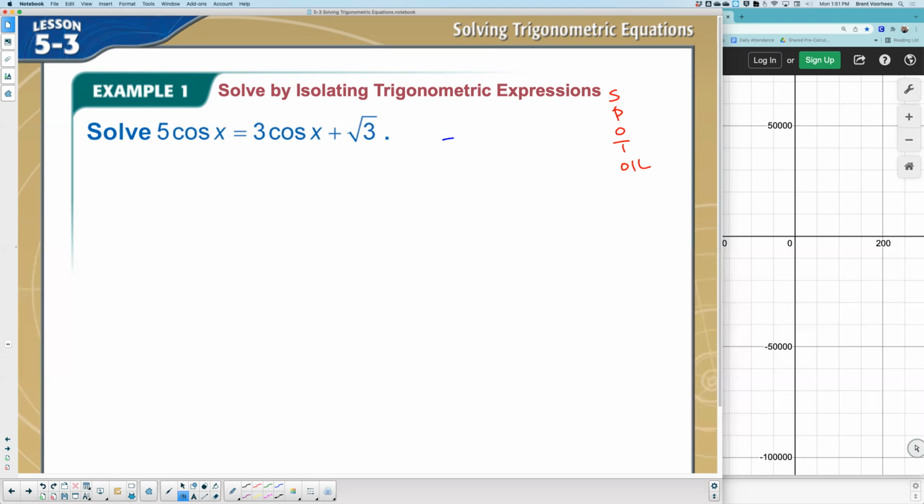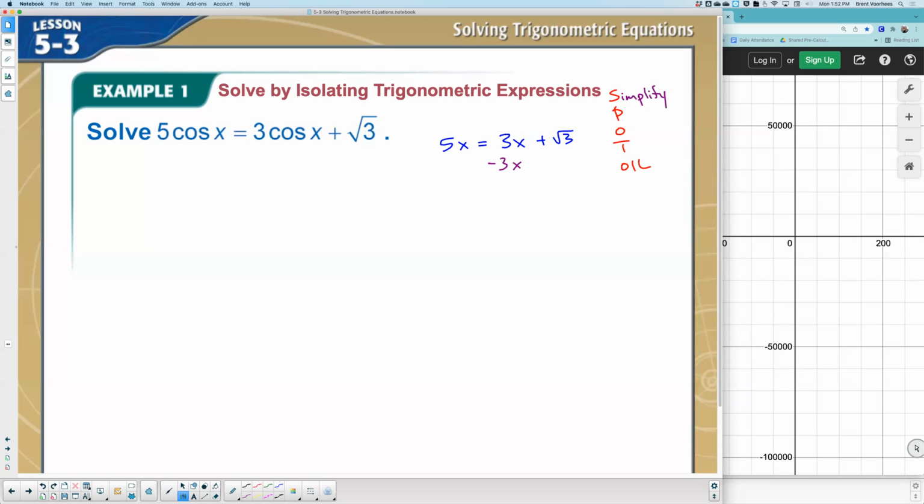How would you solve if it said 5x equals 3x plus square root 3, meaning there was no cosine whatsoever? How would you solve this problem? What would you do first? Okay, I hear simplify, which is the first step. How could you simplify this? 5x and 3x, those are like terms. You learned in Algebra 1 to combine your like terms. How do I combine these? What is this 3x doing to the square root of 3 right now? It's being added. What's the opposite of being added?